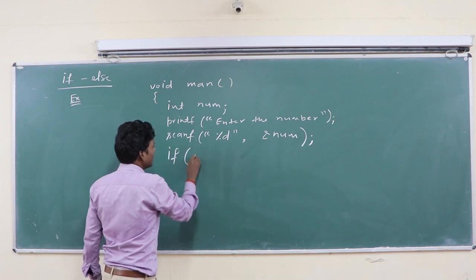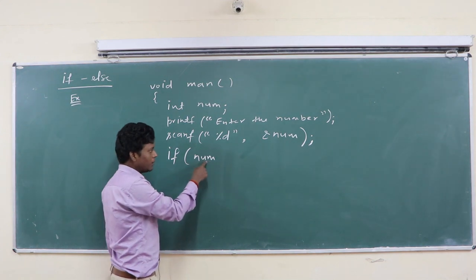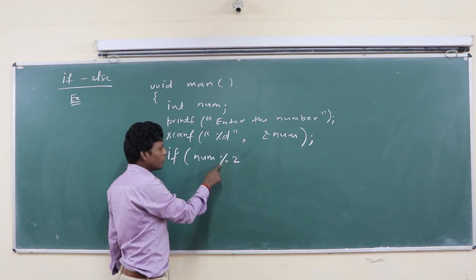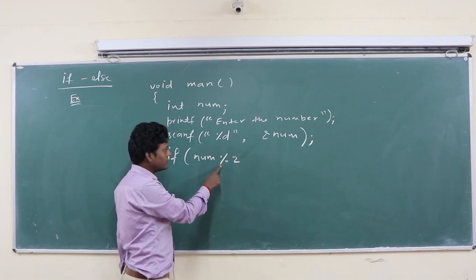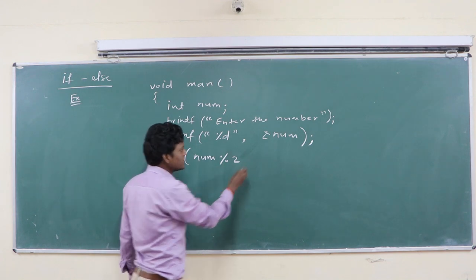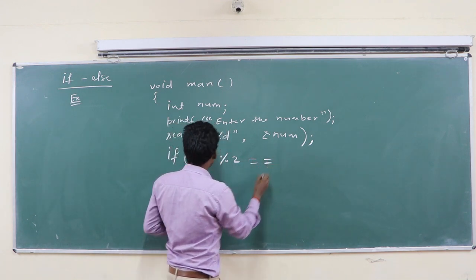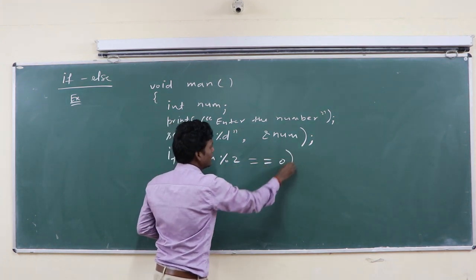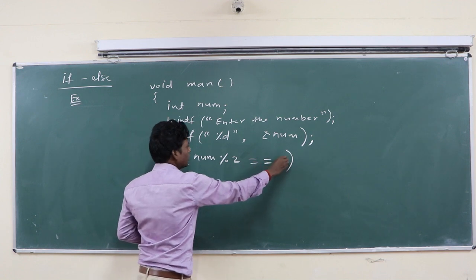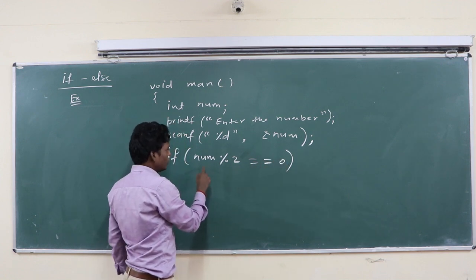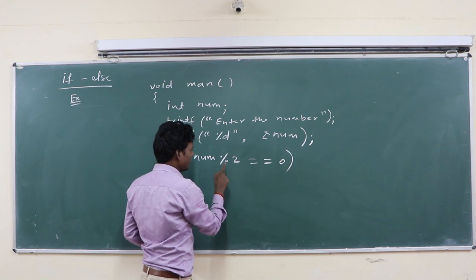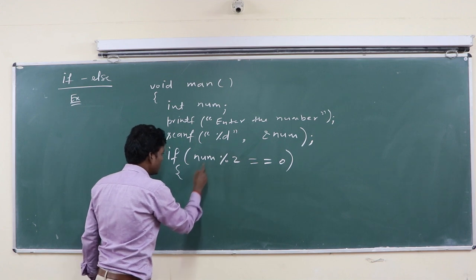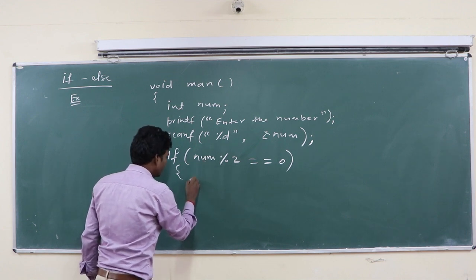If num modulus 2. The modulus operator always gives the remainder. If the remainder is 0, it means this number is divisible by 2. If the remainder is 0, then this number is divisible by 2. So if this gives 0 and this equals 0, in that case num will be an even number.